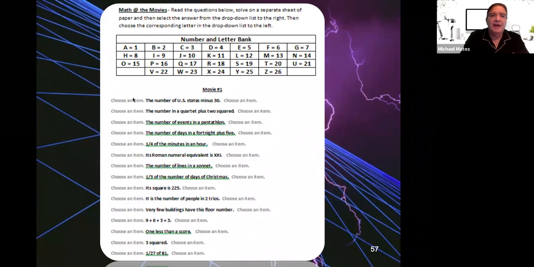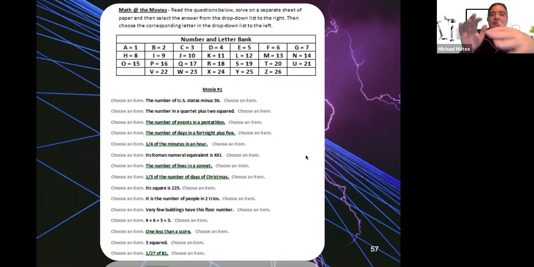Choose an item on each side. What I've done is, for many of these, besides making them into Google Forms, I also make my Microsoft documents interactive by using their developer tab. And that's a whole webinar on its own.